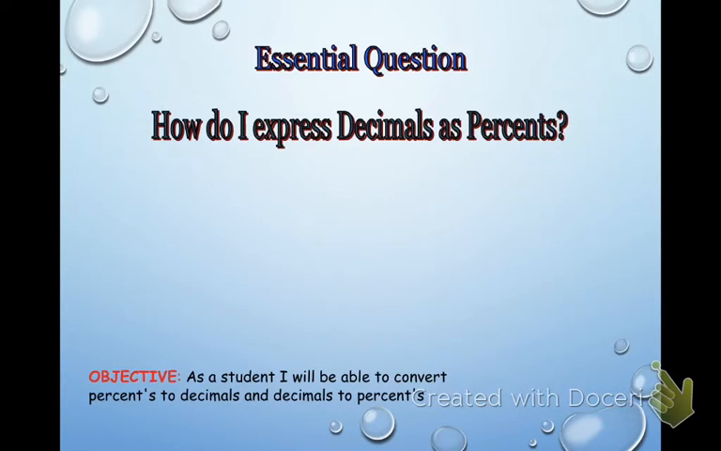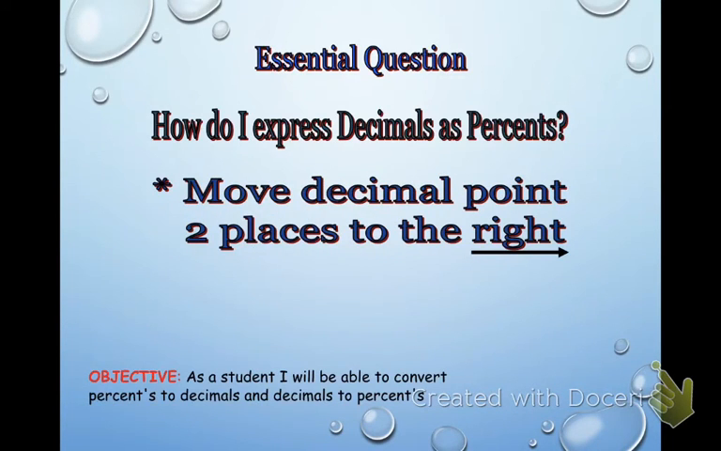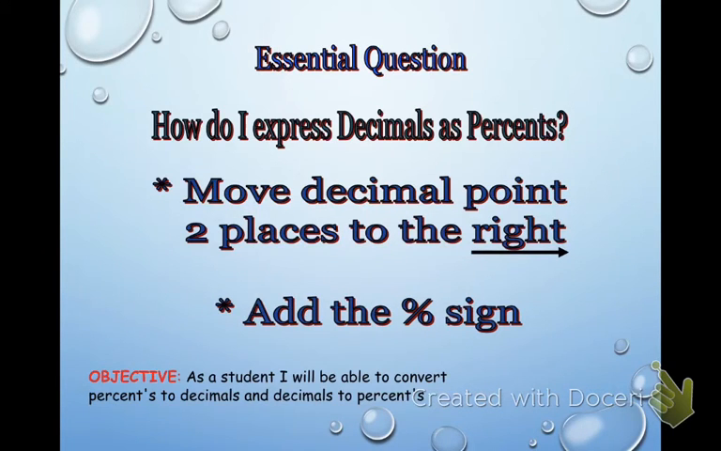What are our steps? Well, it's very easy. We have 2 steps, okay? All you simply do is move the decimal point 2 places to the right. Make sure you write that in your notes. You move the decimal point 2 places to the right. And simply, you add the percent sign. That's all it is. So I'm going to show you some examples.